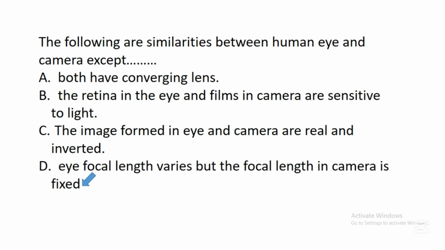So other options such as A, B, C are great similarities between human eye and camera. But one of the differences between human eye and camera is that the eye focal length varies, but the focal length in camera is fixed. So option D remains the correct answer.